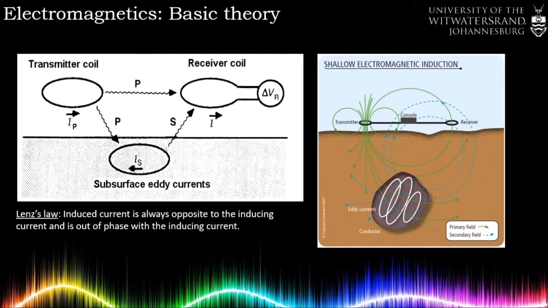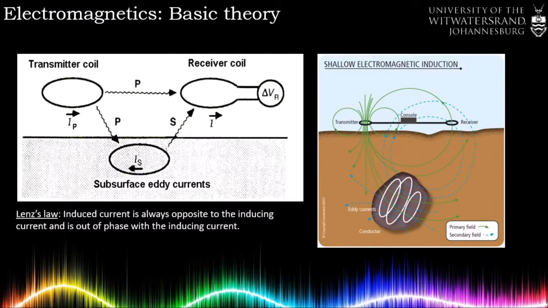The basic principles that we'll look at is that for both frequency and time domain electromagnetics, you have a receiver and a source. Very similar to magnetotellurics. In the transmitter coil, a current is inputted and induces a magnetic field. That's called your primary field. If you look at the transmitter, this dark green line is your primary field.